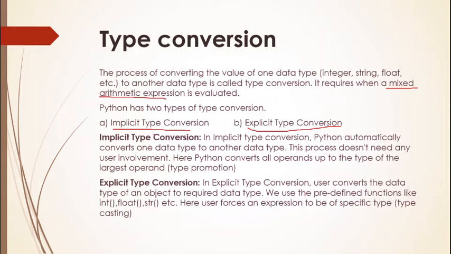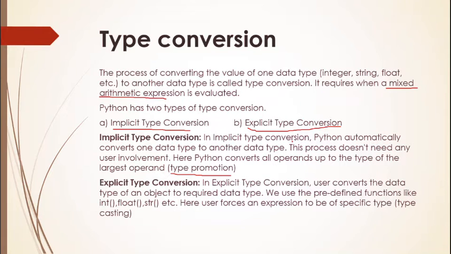First, coming back: what is implicit type conversion? In implicit type conversion, Python automatically converts one data type to another data type. This process doesn't need any user involvement, it happens automatically. Here Python converts all operands up to the type of the largest operand, meaning type promotion, meaning the highest data type. If there is any highest or largest data type, then all the data will be converted to that largest data type. It is also known as type promotion.